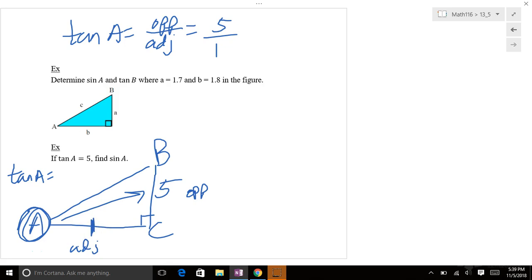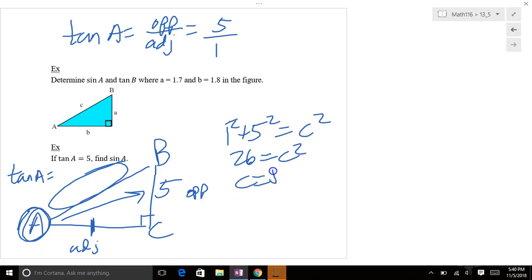So what's the sine of A? We're going to have to find out what the hypotenuse is, so let's do the hypotenuse first. 1 squared plus 5 squared equals c squared. So 1 plus 25, 26, is c squared. C is the square root of 26.